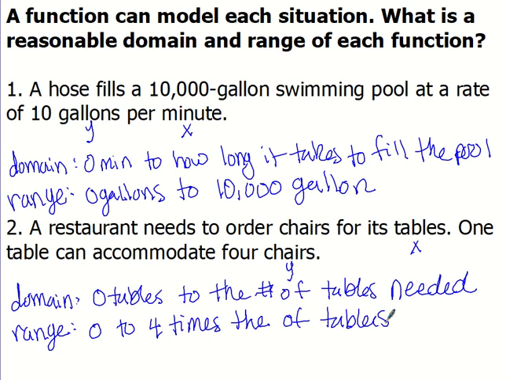So this one's again a little more specific. It's not exact like the first one, right? 0 to 10,000, but it is 0 to very specifically we have to have 4 times the number of tables. Because again, every time I add a table, I add 4 chairs, not 1 chair.